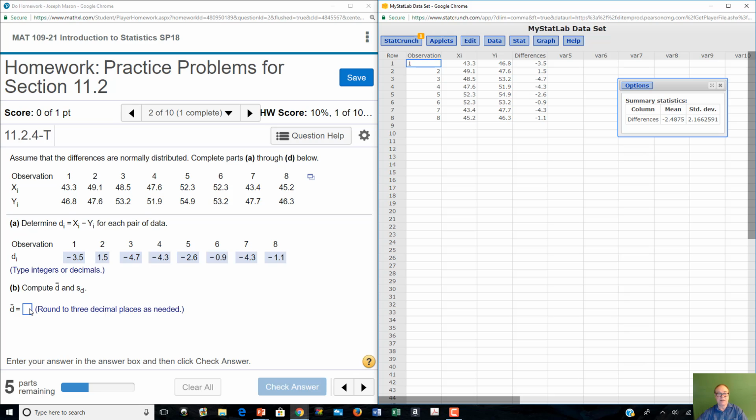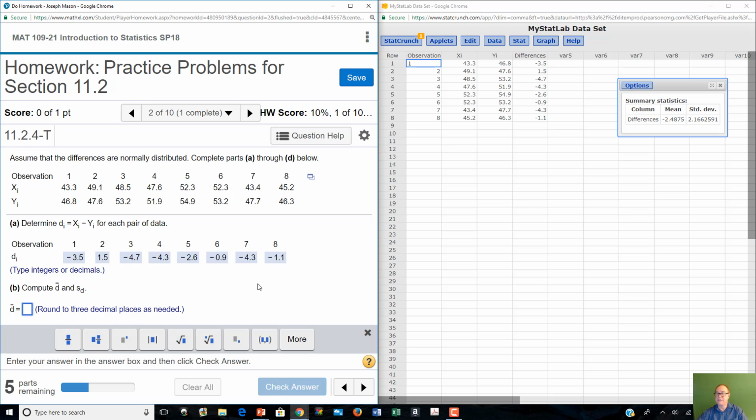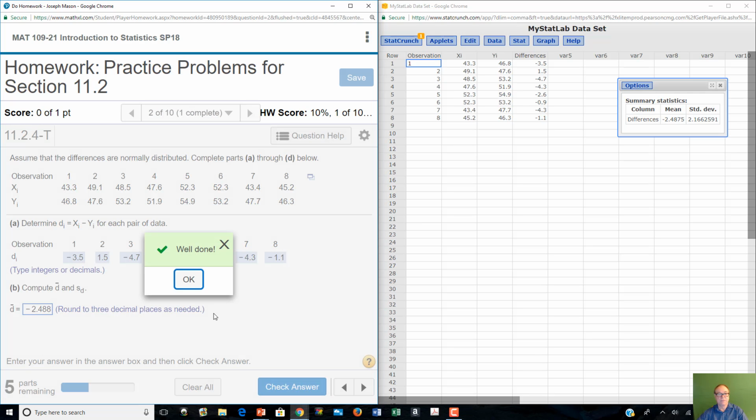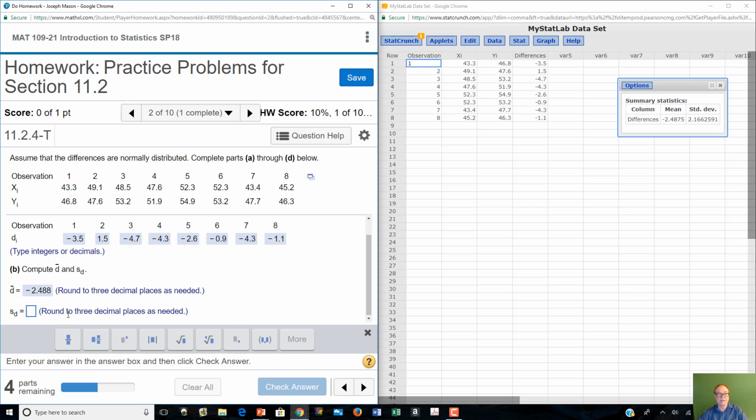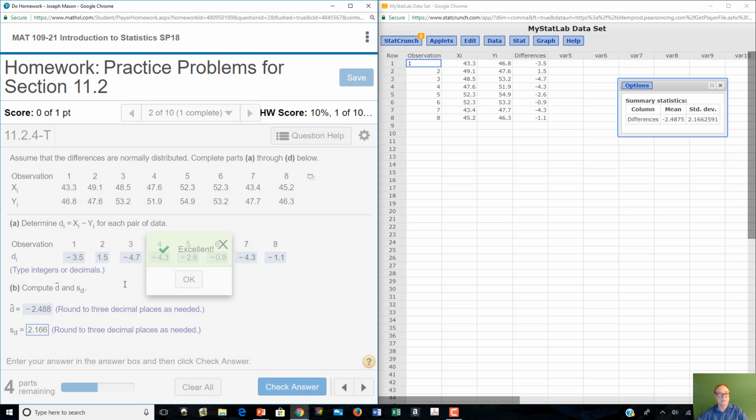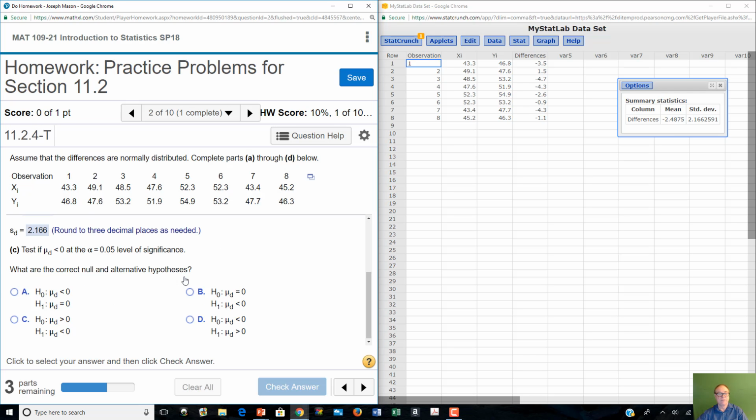So the mean to 3 decimal places turns out to be negative 2.488. Check answer. We're good. And the standard deviation to 3 decimal places, if I look over here, is 2.166. And we're good.